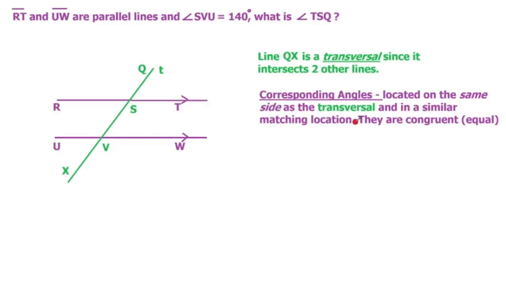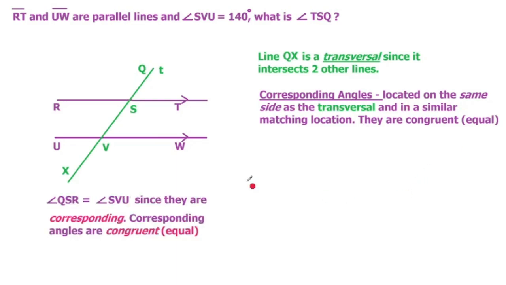So let's review what corresponding angles are. Corresponding angles are located on the same side of the transversal and in a similar matching location. They are congruent or equal. So what does this mean? They're on the same side of the transversal and in a similar matching location.